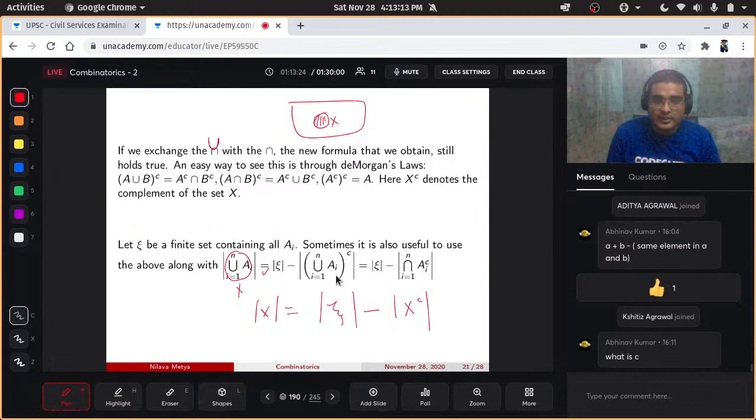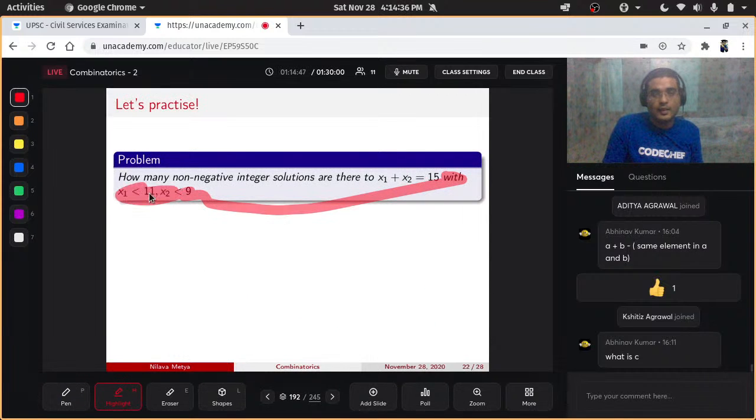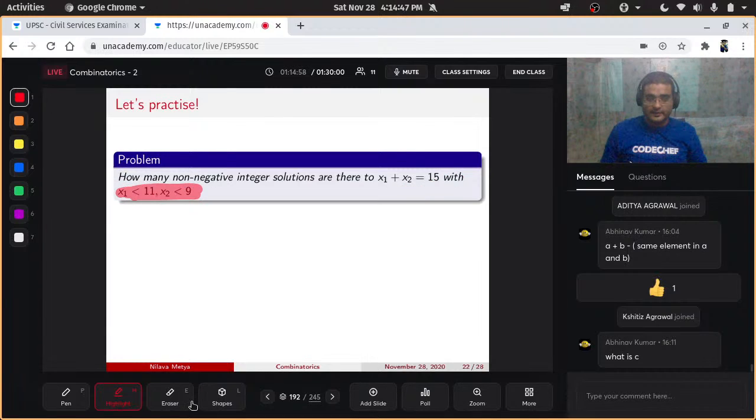So, practice. How many non-negative integer solutions are there if I say that the sum is 15? Till here you can solve, but with this additional restriction that I'm giving you: x1 is strictly less than 11, x2 is strictly less than 9. Let me define the sets. I will separate the two conditions. What I am asked to find is how many solutions are there where x1 is less than 11 and x2 is less than 9.